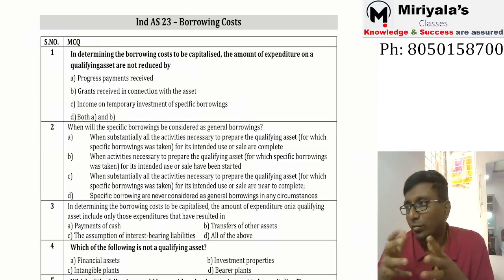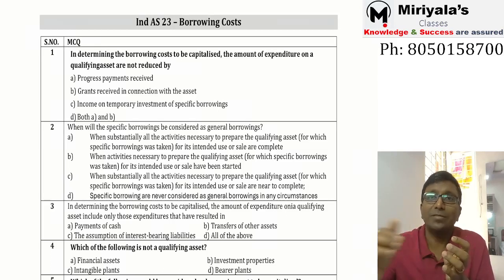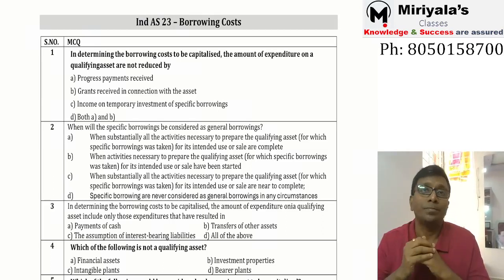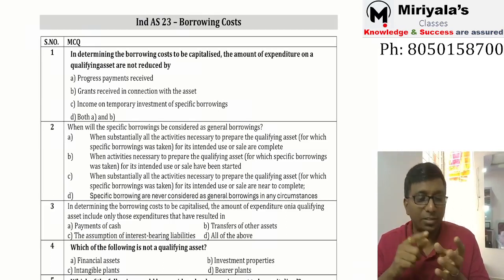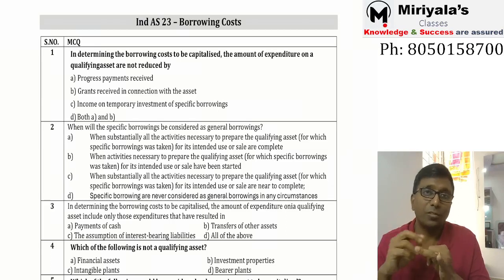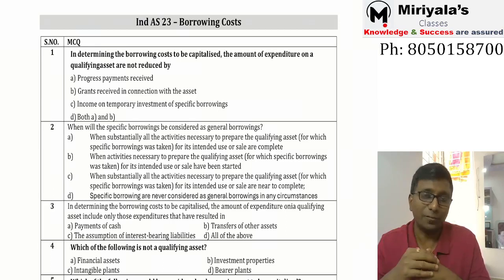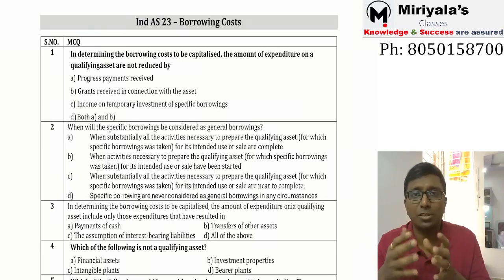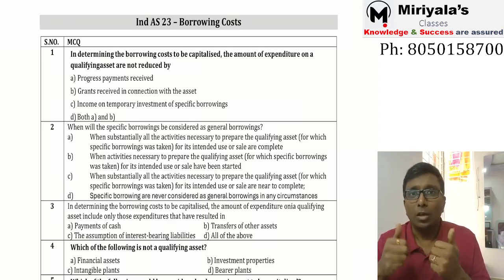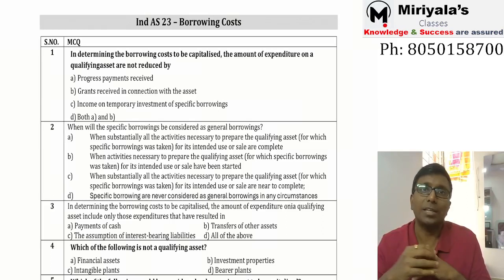Correct. So next, when do you capitalize it? You will be capitalizing if the borrowing costs are directly related to a qualifying asset, that is, for the construction, production or acquisition of a qualifying asset. What is a qualifying asset? One which necessarily takes a substantial period of time. What is substantial period of time? 12 months or more is considered a substantial period of time to make it ready for its intended use or sale.